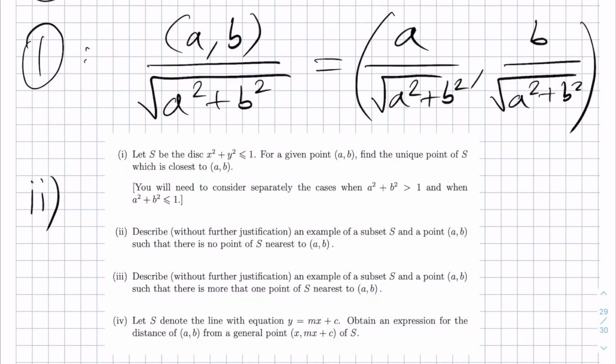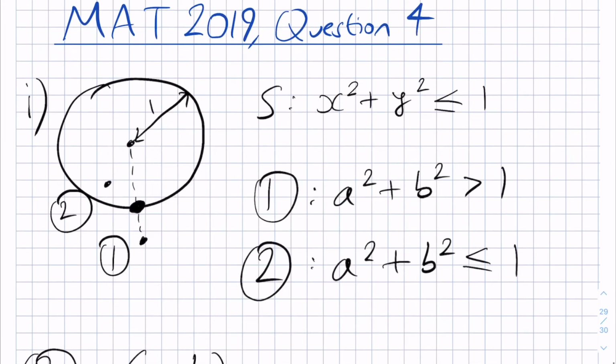This says, describe without further justification an example of a subset S and a point AB such that there is no point of S that is nearest to AB. Now, because it says without further justification, that kind of indicates that we should use our work from part 1. Have a think about how to do this based on what we saw here.